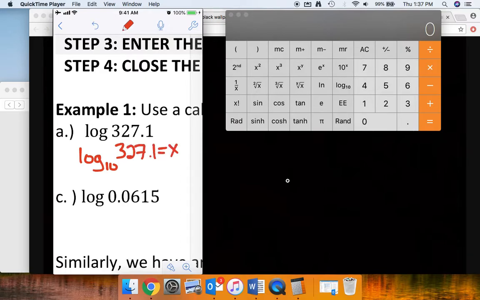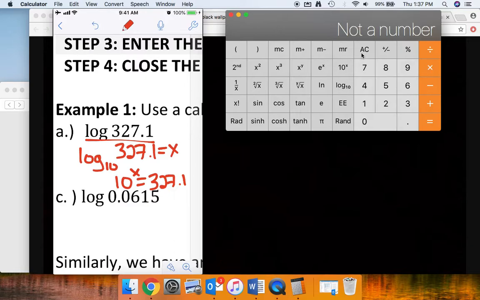So the question is, to what power of 10 is 327.1? Do that in your head? I dare you. Please don't do that in your head. That's a waste of time. So why don't we just plug this into the calculator? Here's what we're going to do. We're going to hit log, not a number. Okay, so we're not going to do it that way. We're going to hit 327.1 and then hit log.